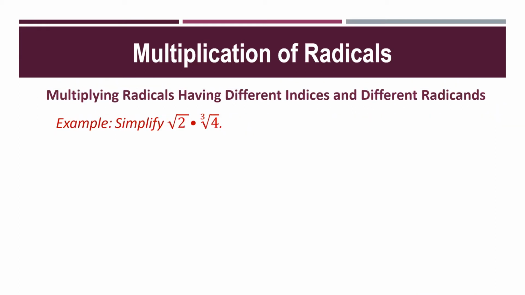Multiplying radicals having different indices and different radicands. Say for example, we have simplified square root of 2 and cube root of 4. If you will try to observe, the two factors have different indices and at the same time they have different radicands. So how can we multiply them?